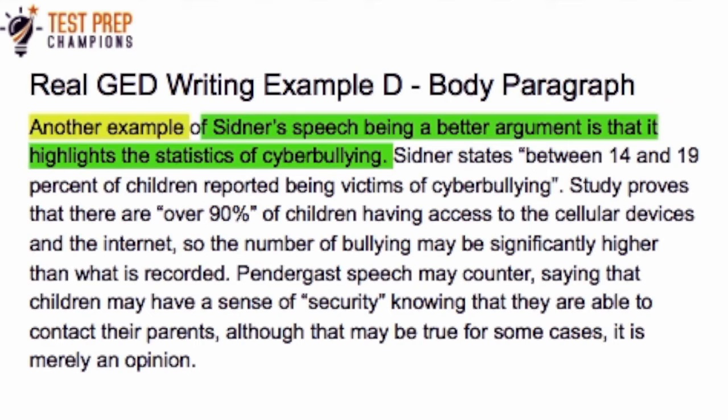And again, I'm not going to nitpick every little thing, all right? I'm not saying that the grammar and everything is perfect. I'm just trying to give you the main takeaways that are really important to know. So the person starts off with an excellent transition use. They say, another example. You can steal that and use that when you start your body paragraphs if you want to. Another example of Sidner's speech being a better argument is that it highlights the statistics of cyberbullying. Okay, so they've laid out a topic sentence really, really well. So the way this is structured is pretty nice so far.